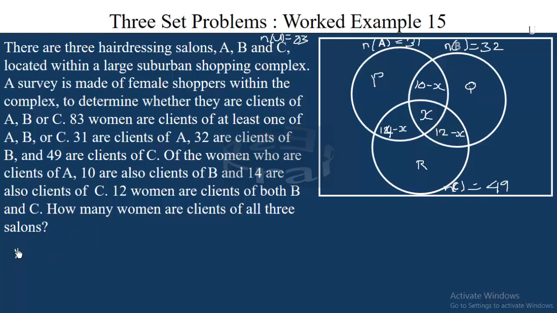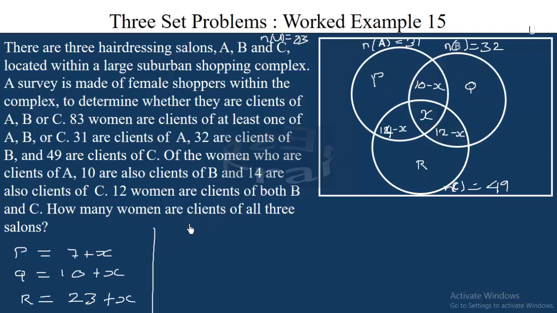Then you should obtain the following. You should obtain P to be equal to 7 plus x. Then you should also obtain Q to be equal to 10 plus x. And you should also obtain R to be equal to 23 plus x. Then now we equate everything to 83 and solve for x.